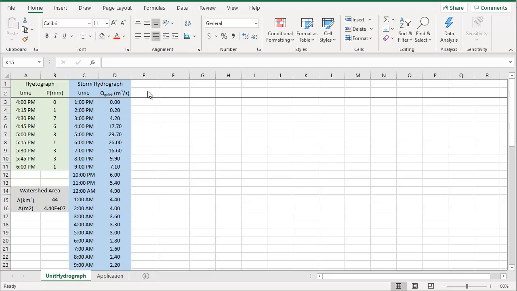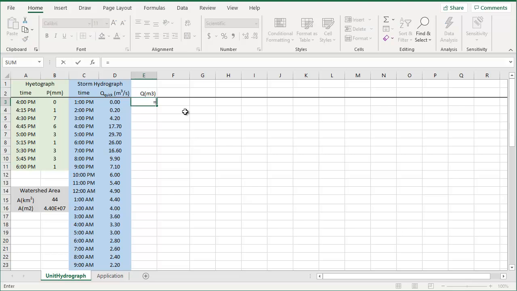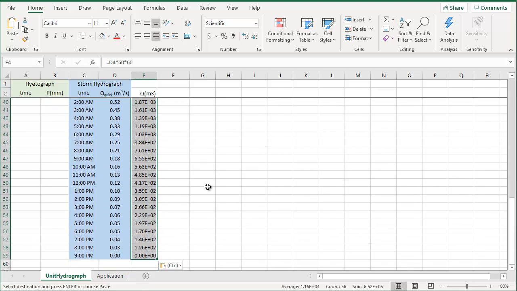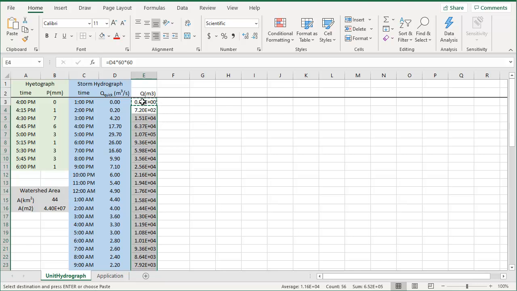The first thing we're going to do is calculate the volume of precipitation that occurred within each hour. So this is going to be my quick flow in terms of cubic meters now. I'm going to take the value of the hydrograph for that hour, which will be D3, and multiply it by the number of seconds in an hour because this is in cubic meters per second. Then I'm going to copy that all the way down, and that will give me my total volume of quick flow that flows past the observation point in the outlet stream per hour.